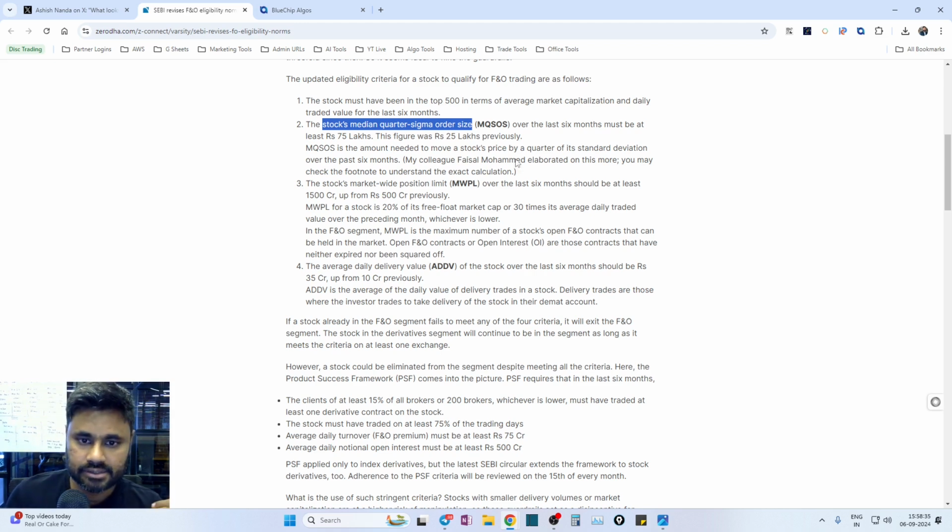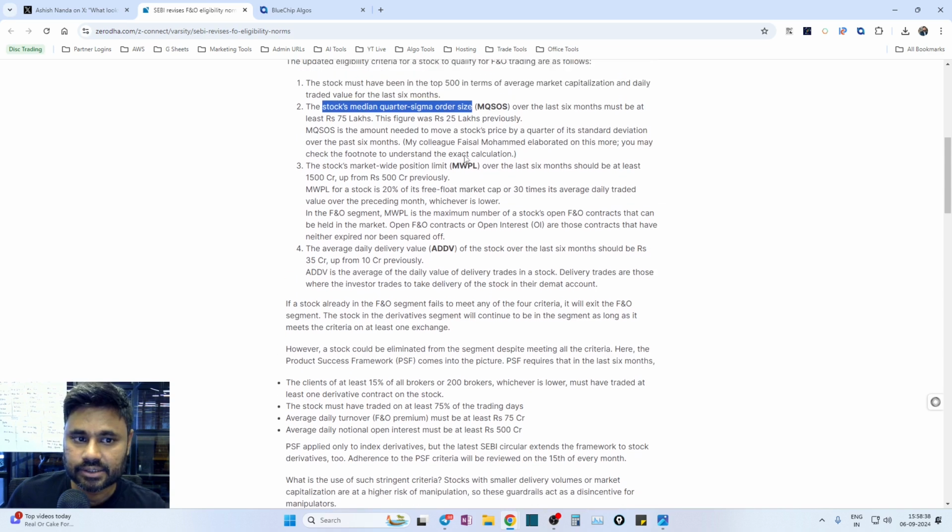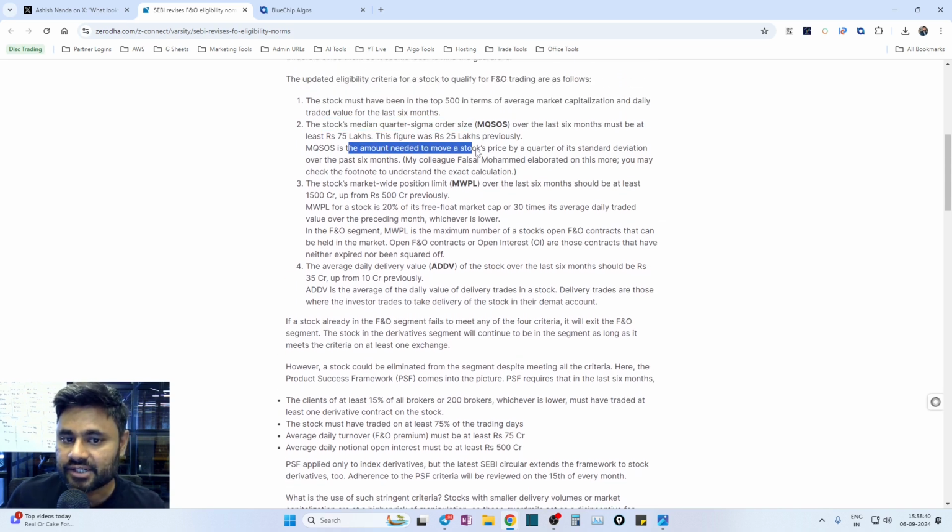And what they are essentially saying is the amount needed to move the stock's price by a quarter of its deviation. If 50 is the standard deviation, for example, a quarter of it is 12.5. The amount required to move the stock's price by that should be 75 lakhs. This figure was earlier 25 lakhs. It's okay if you don't understand all these things, but all you have to understand is that based on these four criteria, some stocks might go out of the bucket and some might get added.